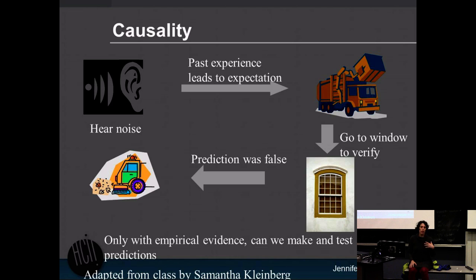An example of the kind of thing people typically do: maybe they hear a noise, based on past experience they come up with a hypothesis, maybe go to a window to verify that what happened is really what's going on, and then they might see something different outside, and so they see that the prediction is false. This is really important because it's only with empirical evidence that we can make and test predictions. And people tend to take visualizations as being empirical evidence, and a badly designed one, as we saw with the student debt, can lead to conclusions that might be false.